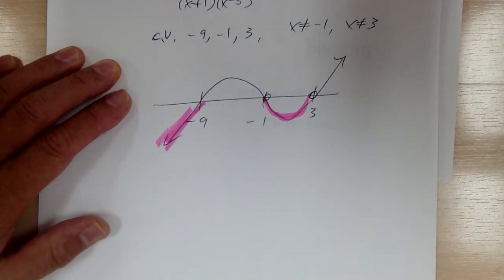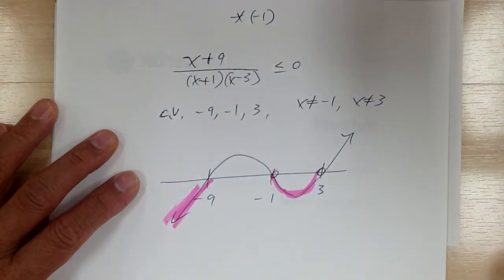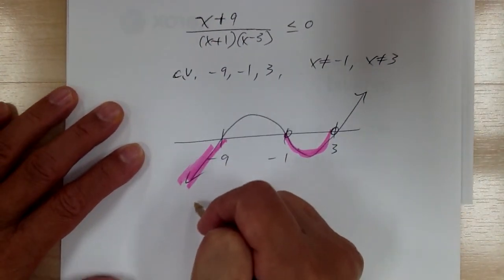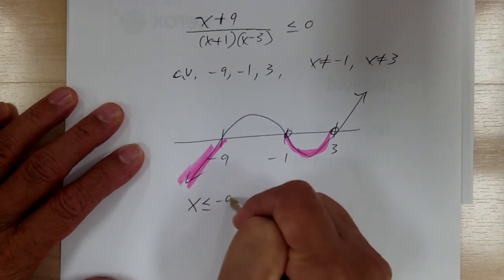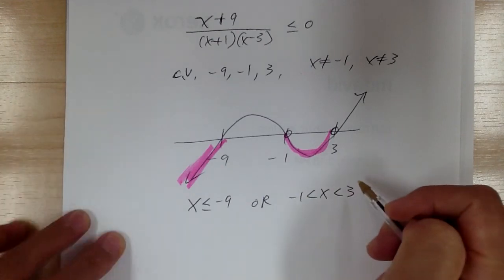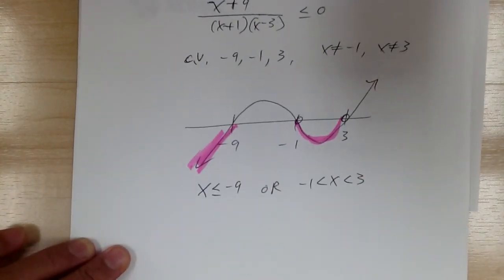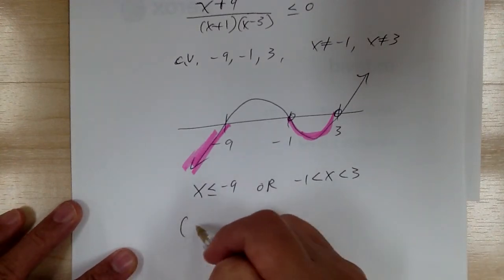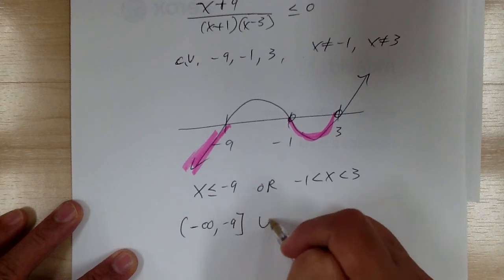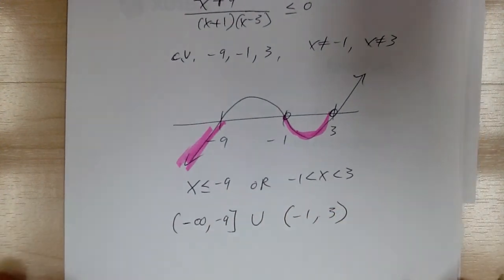And again, I like positive. I don't like the negative coefficient. Very easy to make mistakes. So again, from here you do the same thing: x is less than or equal to negative 9, or negative 1 is less than x less than 3. So you get exactly the same answers either way. And again, if you write it in interval notation, it would be negative infinity to negative 9, union, negative 1, 3. Write it this way.